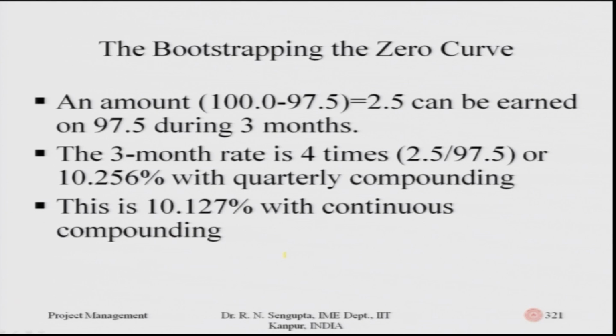So, 2.5 I am getting based on what? 97.5. How many times? Once in a 3-month period. How many 3-month periods are there in a year? 4 times. Hence it is 4 multiplied by 2.5 divided by 97.5, or the interest rate is 10.275 with the compounding happening on a quarterly basis.